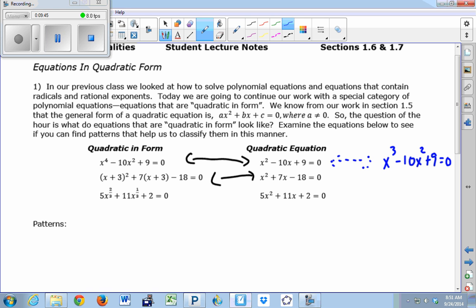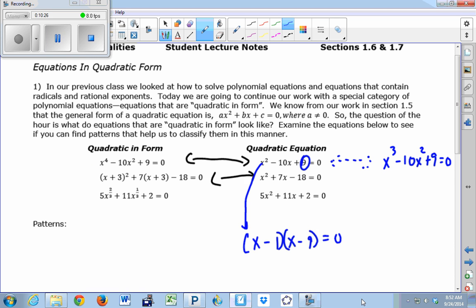Could you factor this first equation over here on the right-hand side? Could you factor this? You could. What would it look like if you factored it? Go ahead, Di. Okay, factors of 9 that add up to 10. What are the factors of 9 that add up to 10? Not 1 and 9. Okay? So that could be factored, okay?